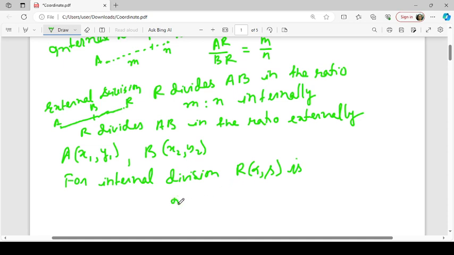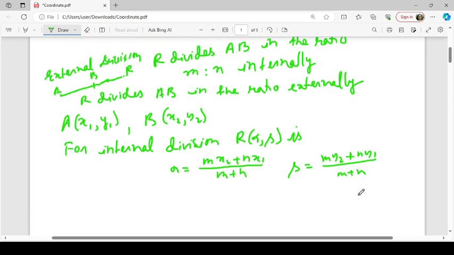Alpha is equal to (mx2 + nx1) by (m + n), and beta is (my2 + ny1) by (m + n). So this is for internal division.